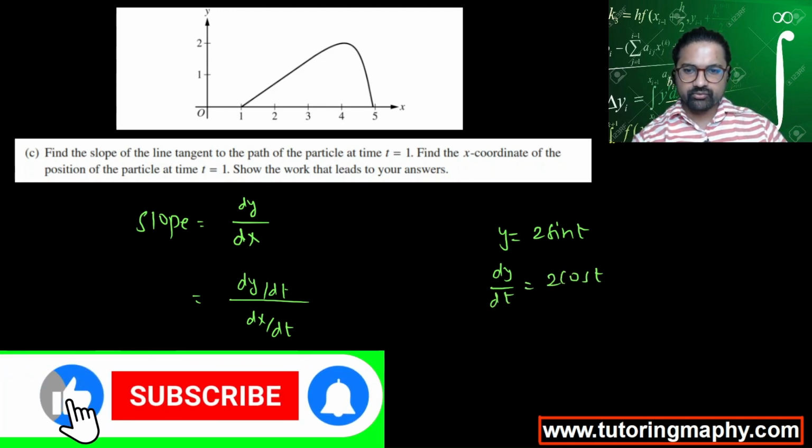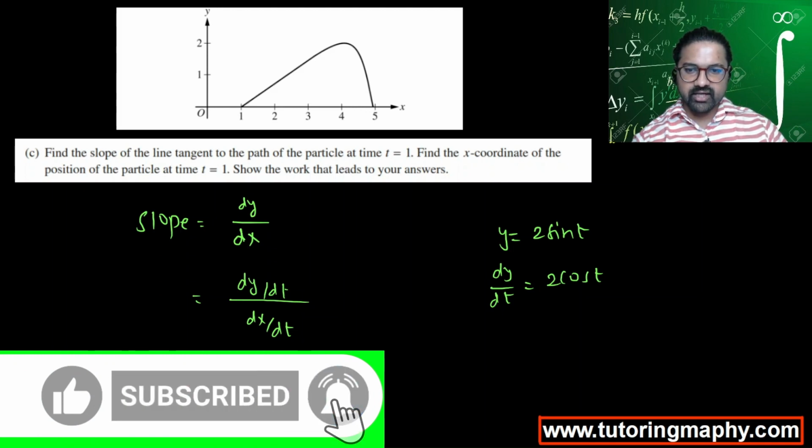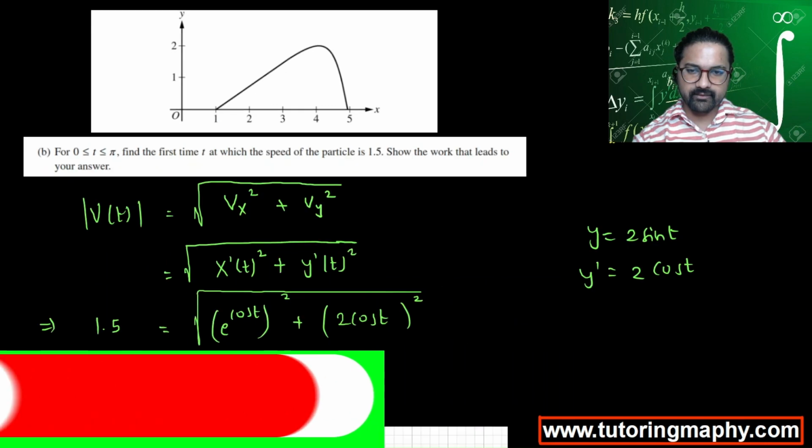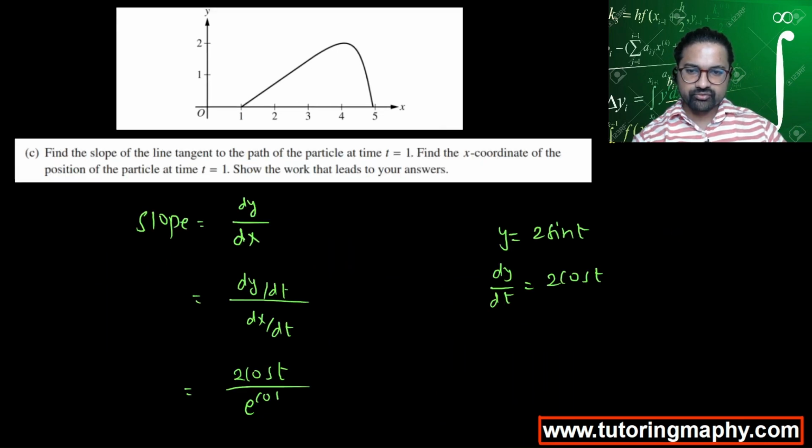So I'm going to put that over here. This will be 2 cos t. And the dx over dt is already given to us. That is e raised to cos t in the question. So I'm going to put e raised to cos t over here. And this we need to find at t equal to 1, of course. Remember, cos 1 we do not know. We have to find the value of cos of 1 by plugging this into the calculator.